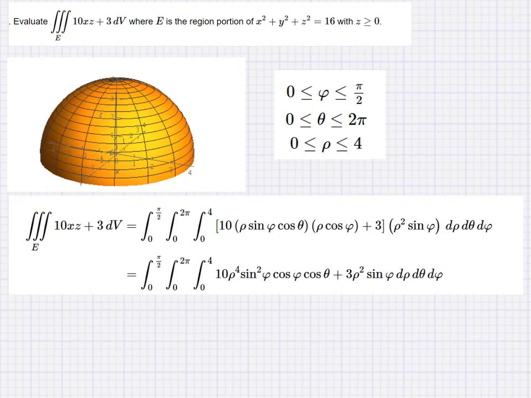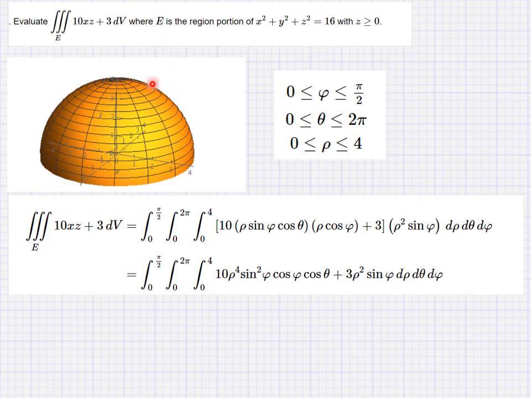Okay, here's another one. So we want to perform this triple integral over the volume where the region we're integrating over is x squared plus y squared plus z squared equals 16, where z is greater than 0. We've got to recognize that this is the equation of a sphere of radius 4. We only want z to be positive or 0, so we only want the top half of the sphere. So here's your picture of what that region E represents.